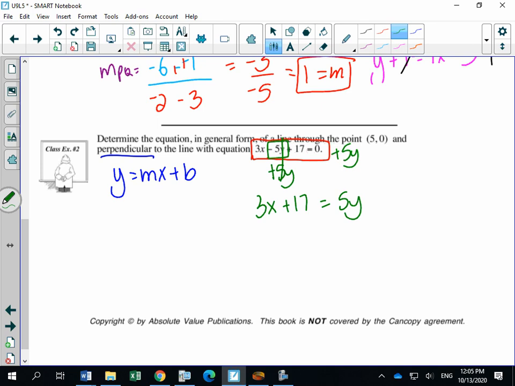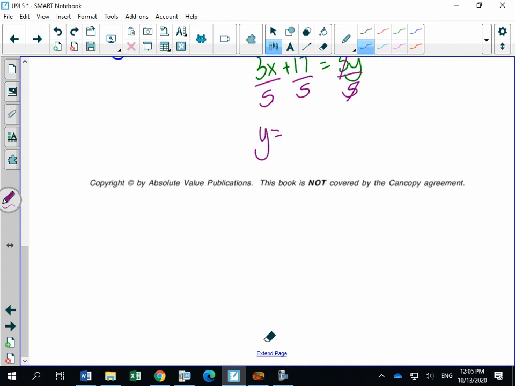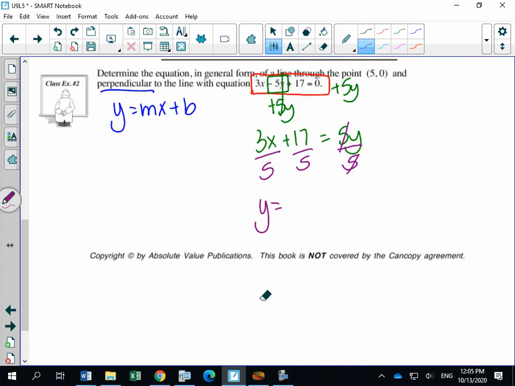Really close to getting y by itself. Jada, what's the last move I have to make to get y by itself? Divide everything by 5. So divide this guy by 5, this guy by 5, and this guy by 5. Then I'm going to write y is equal to, so I'm going to write the y first because I want to be in slope y-intercept. 3 over 5x plus 17 over 5.